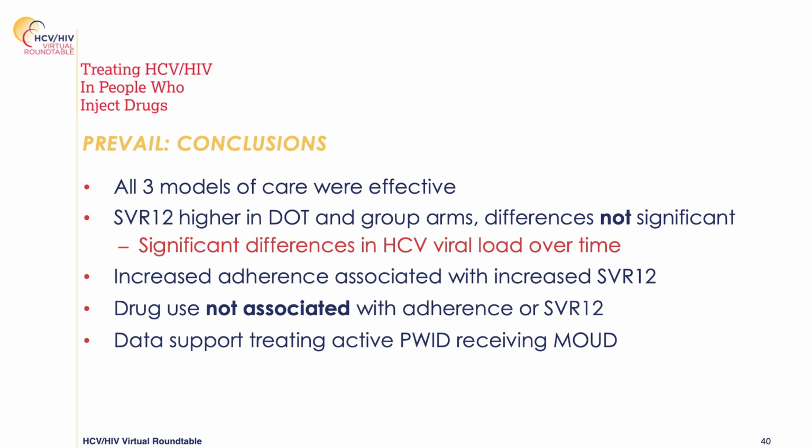We did note that an increase in adherence was associated with increased cure. So for every 10% increase in adherence, there was a 1.6 greater odds of achieving SVR12. And again, drug use was not associated with poor adherence or cure. And again, the data demonstrates support for treating people who are actively using drugs, receiving medications for opioid use disorder.